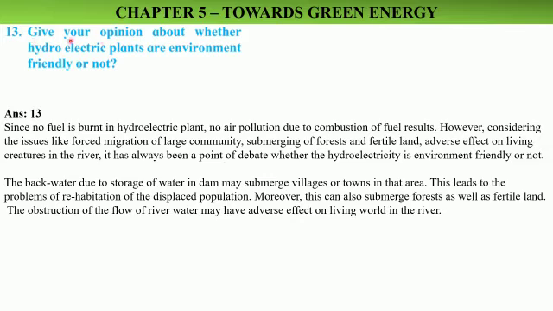Question number 13. Give your opinion about whether hydroelectric plants are environment friendly or not. So here the answer has been provided to you. Write down the answer from the slide.